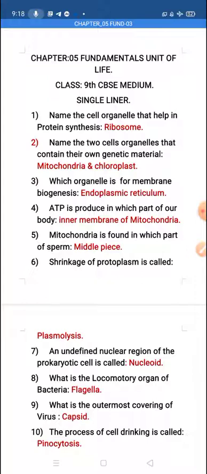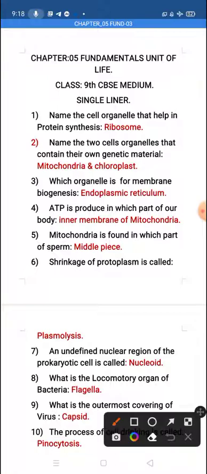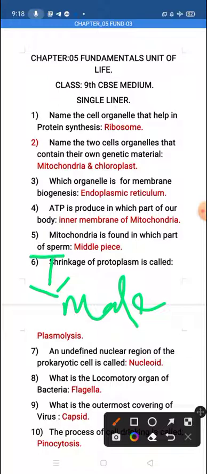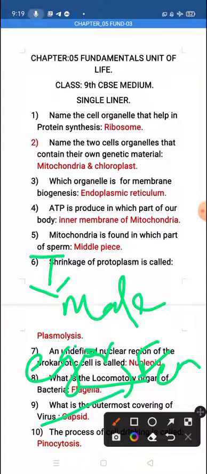Question number 5, again related to mitochondria: Mitochondria is found in which part of the sperm? Sperm comes from the male, and egg, or ovum, is female. You know this from reproduction. So here, mitochondria is found in which part of the sperm?